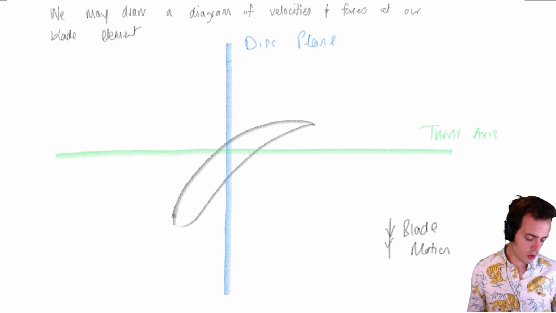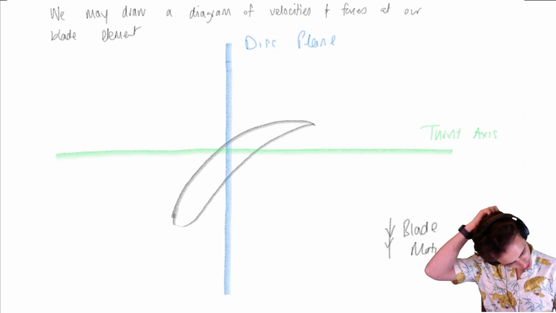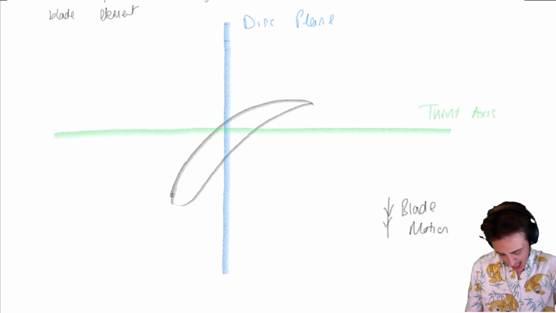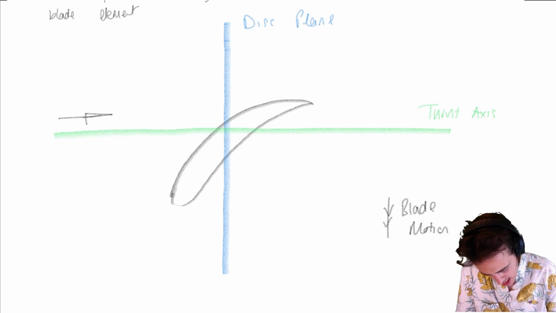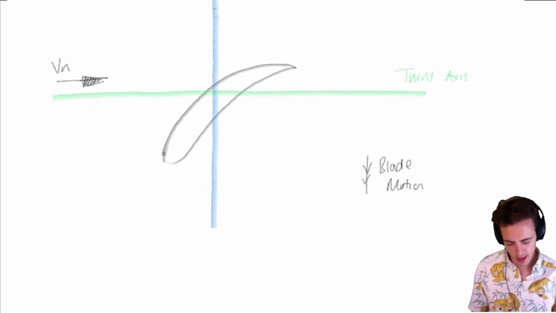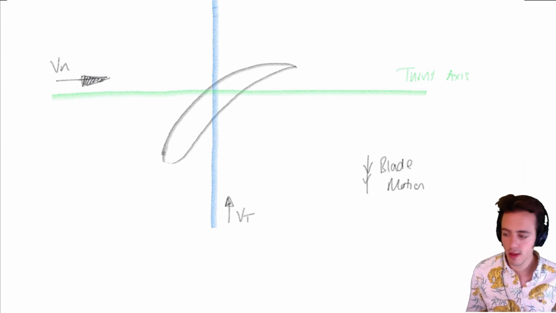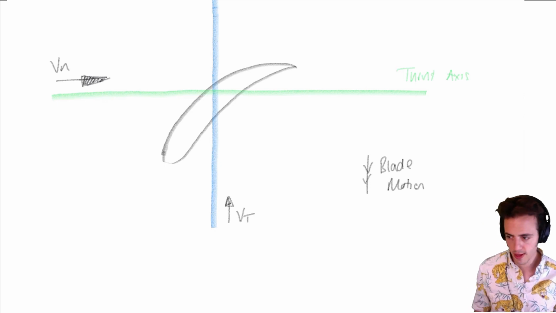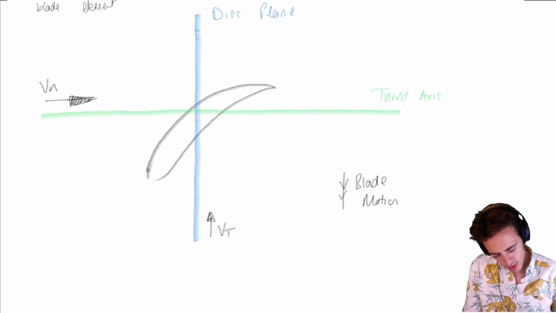So we define two velocities that are going to help us, and I'm going to draw velocities on. I'm going to draw them all in black. So I'm going to say on this one we've got Vn, which is our normal velocity. And then down here we've got Vt, which is our tangential velocity. So we've got those two velocities.